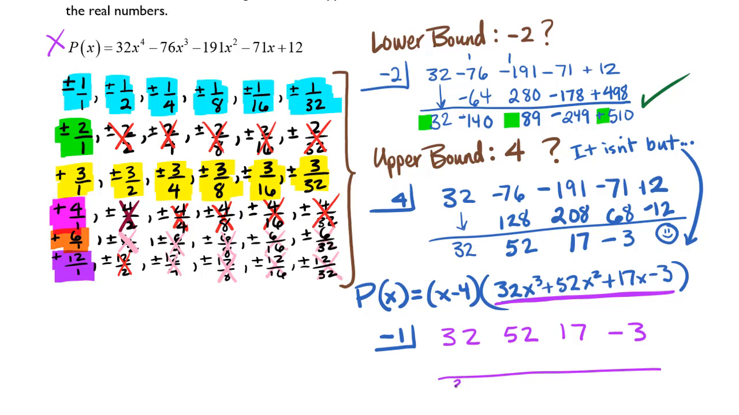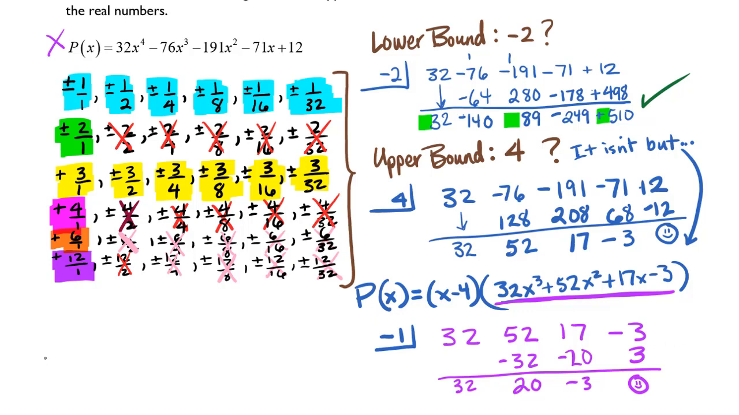Dropping the 32 down, negative 1 times 32 is negative 32. 52 minus 32 is 20. Negative 1 times 20 is negative 20. 17 plus negative 20 is negative 3. And a negative 1 times a negative 3 is a positive 3. Negative 3 plus 3 is 0, and we found another 0 of our polynomial.